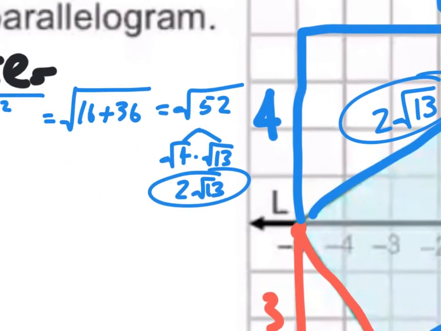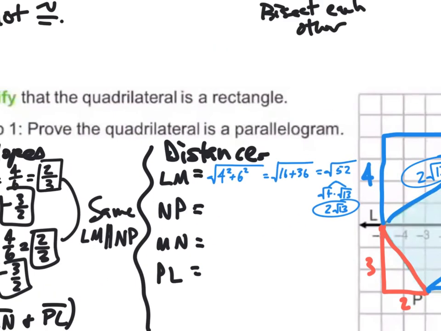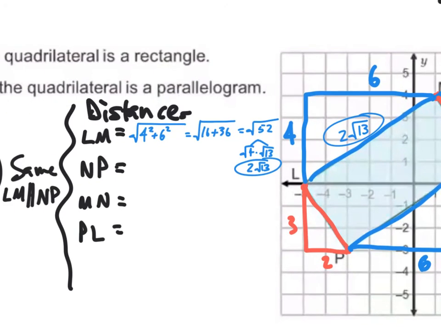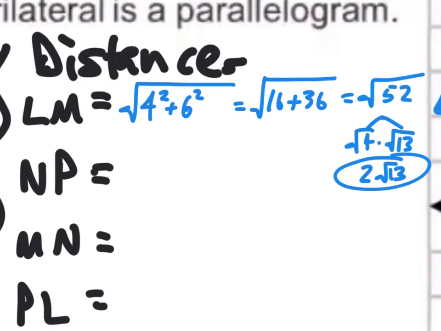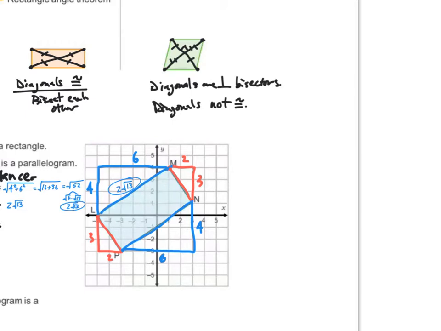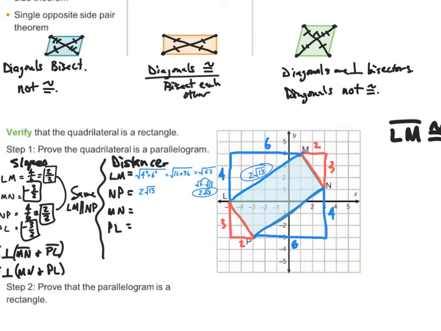So now what I want to do, because NP has the exact same thing, a 4 by 6 right triangle, I don't have to do that math again. I can just jump in here and say that this is going to be 2 times the square root of 13. So then what I can conclude is that LM is congruent to NP, because they have the same length.